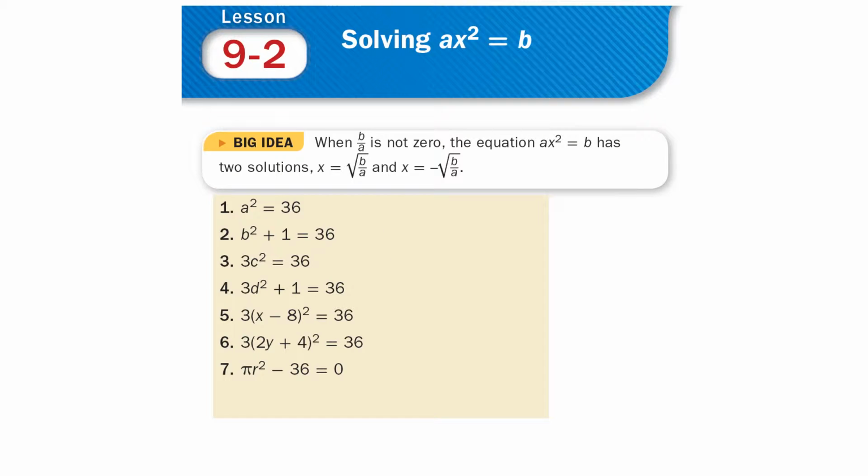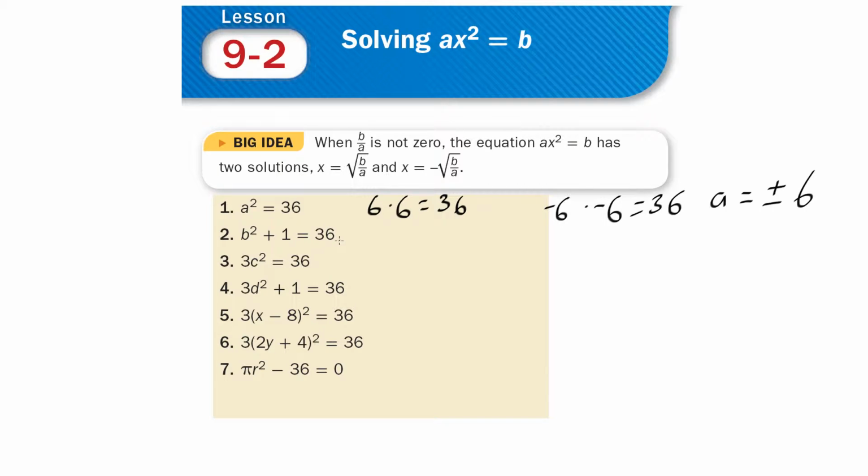Let's take a look at the warm-up I've got here and just run through it real quick. If a squared equals 36, then what does a equal? In other words, what value or values of a would result in 36? Well, 6 times 6 equals 36, and a negative 6 times a negative 6 also equals 36. So a equals plus or minus 6.